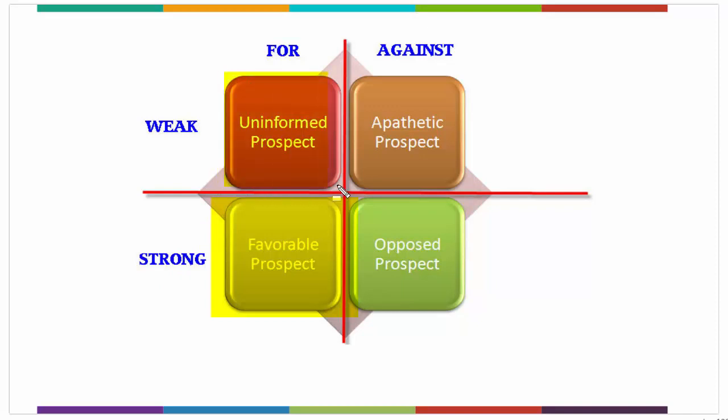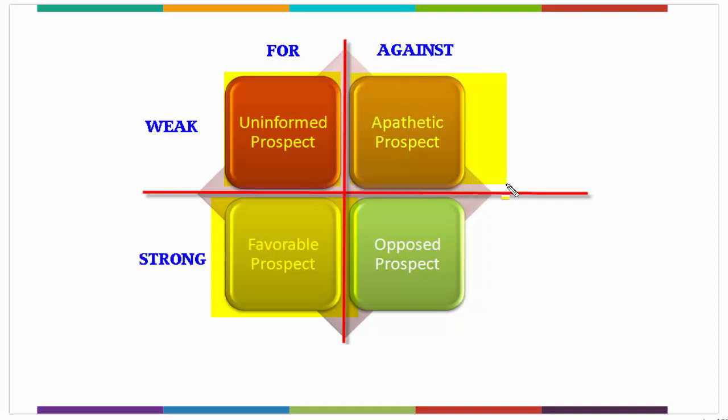Now in quadrant number 2, there are prospects who are for you but weakly so. In other words, maybe they have bought a product that is similar to the one that you are selling, but they do not know much about you or your product, and therefore we refer to these as the uninformed prospects. They are likely to buy from you, but they do not know much about you and your products, so we can say they are for you but in a weak way.